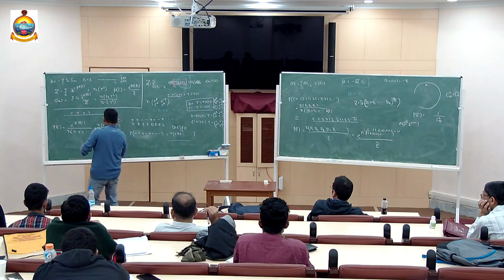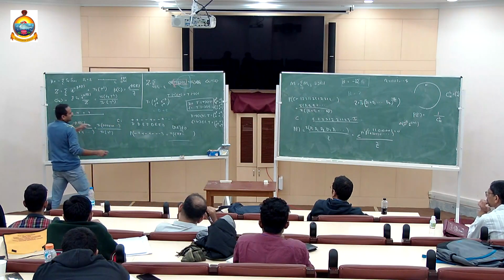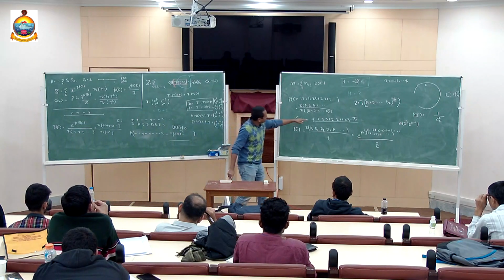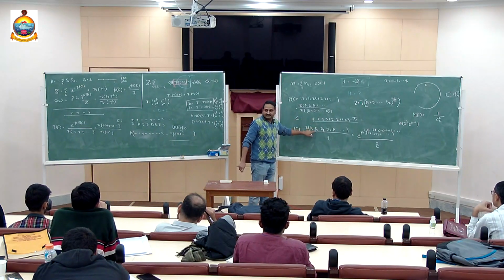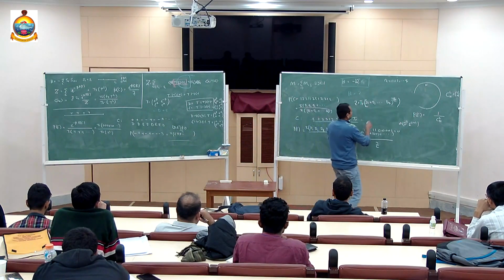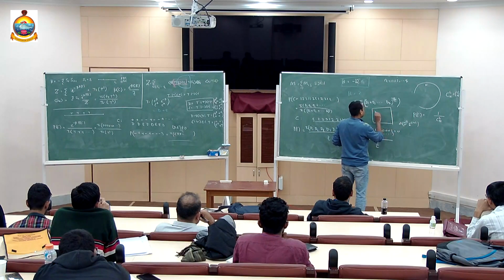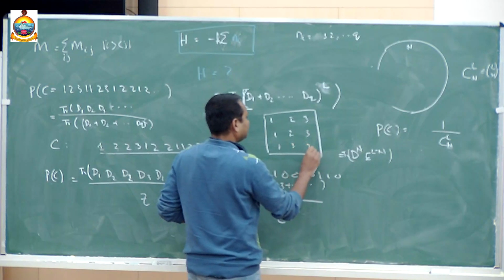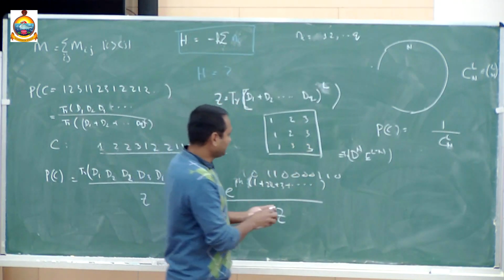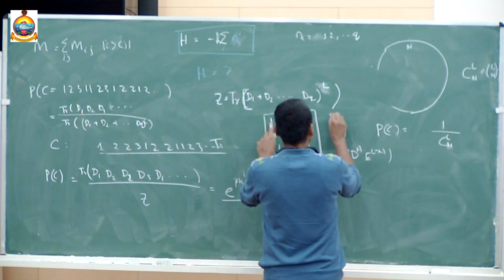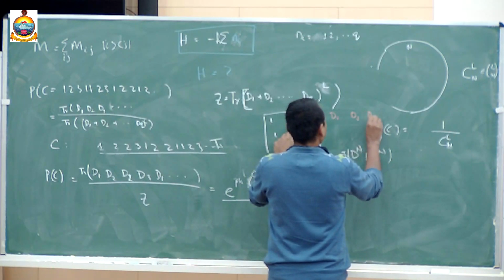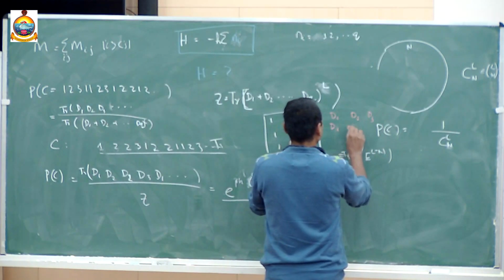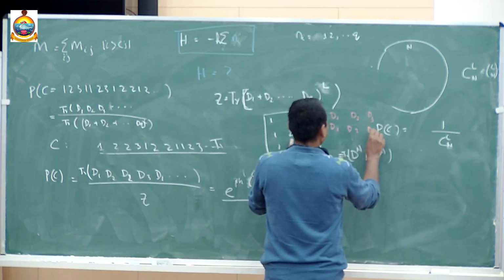So on a lattice, what are you replacing? This one you are replacing by D1, this one by D2. If it is a 2-dimensional one, the 1 will be here, 2, 3, 1, 2, 3, 1, 3, 3 like that, something like that. So this one would correspond to D1, D2, D3, D1, D2, D3.